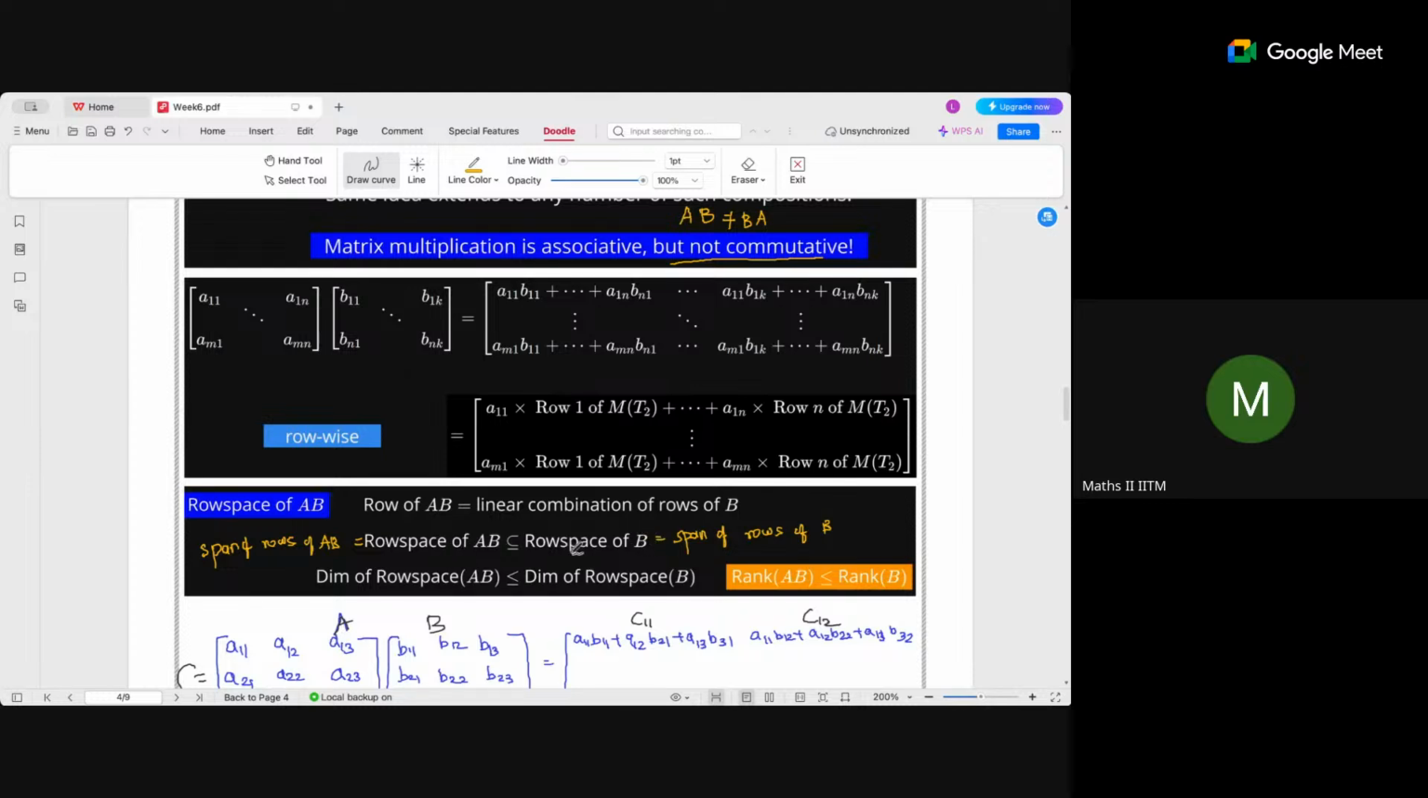So if the spaces are subsets, then the dimension should be less than or equal to. So the dimension of the row space of AB is less than or equal to the dimension of the row space of B. And what is the dimension of the row space of AB? It is the rank of AB. Similarly, what is the dimension of the row space of B? It is the rank of B. So rank of AB is less than or equal to the rank of B. Is that clear for everyone?